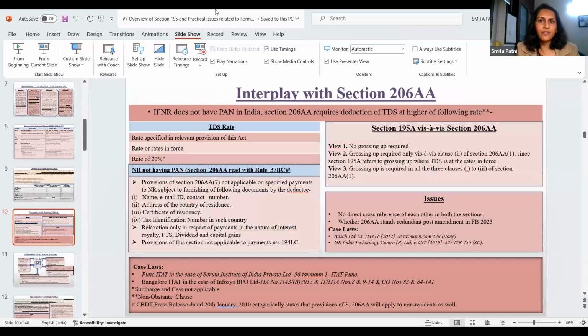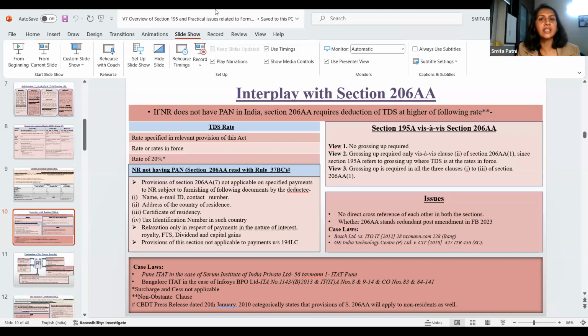So I will of course explain the interplay of 206A with 195A, but first I will discuss 206AA. So 206AA, as already reiterated, was introduced in the year 2009. The main reason for this 206AA was: if there is no PAN with a non-resident, what do we do? So he lands up paying higher taxes.